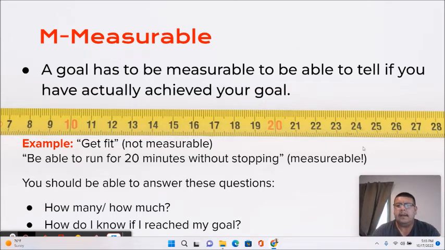So, when coming up with a measurable goal, you should be able to answer these questions: how many or how much? And how do I know if I reach this goal? So, for example, where it says be able to run for 20 minutes without stopping, it tells you how many or how much, and it also tells you how you know you're going to reach the goal.